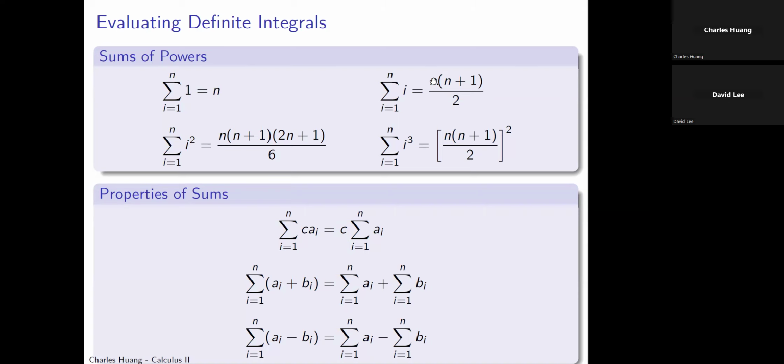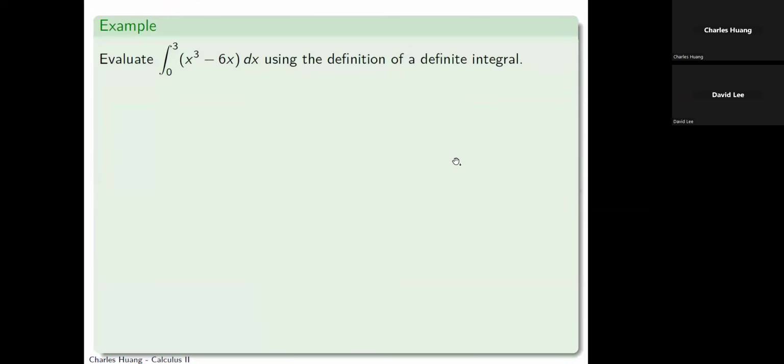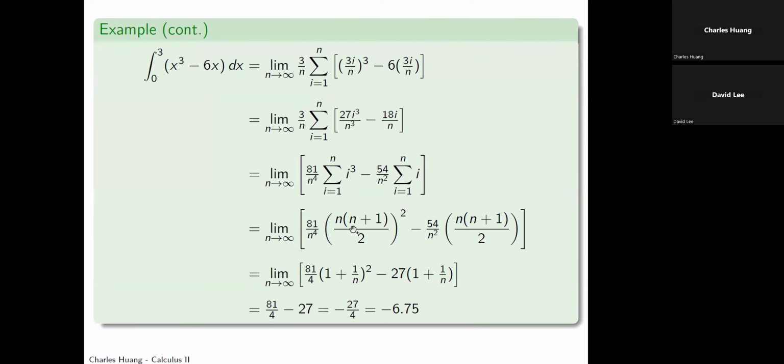Here we have the sum of i, which is n times n plus 1 over 2. And then we have the sum of i cubed, with the square here. So you notice we have the square, and then we have n times n plus 1 over 2.